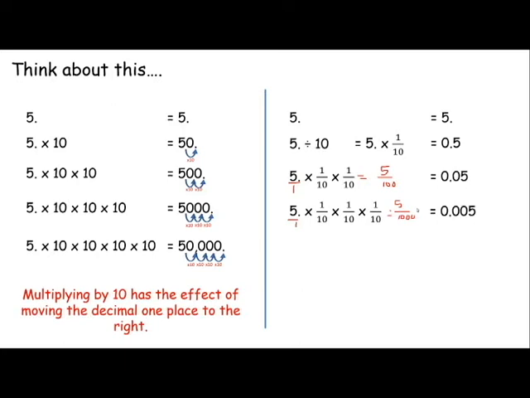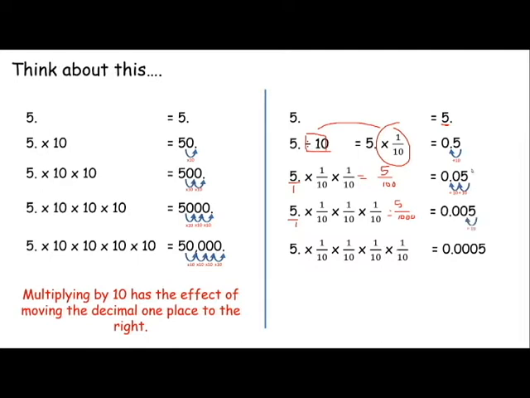Or in decimal form, 0.005, and I'm sure you can figure out what's going to happen next. Notice that every time I divide by 10 or multiply by a tenth, because these are the same thing, that decimal is going to move one place to the left. This was worth 5 wholes, now it's worth 5 tenths. And when I do 2 tens, the decimal moves 2 places to the left and I get 5 hundredths.